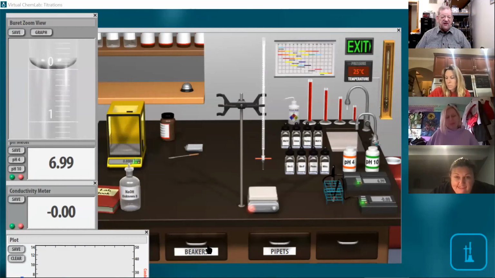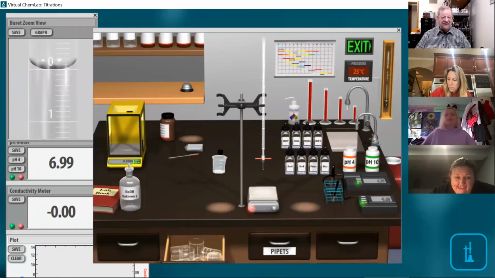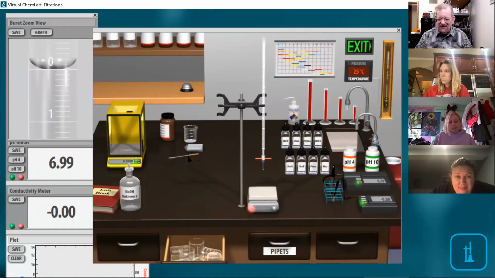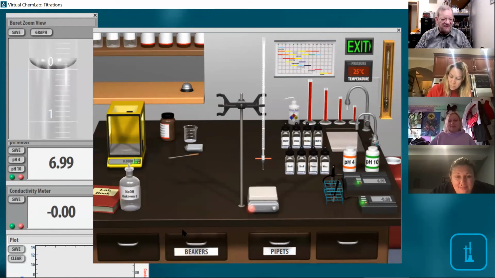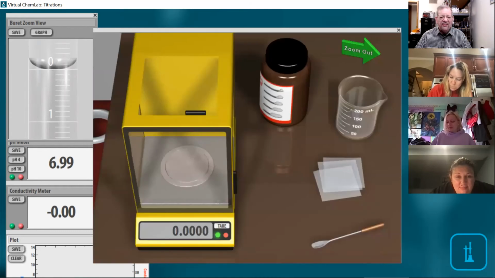First thing you have to do is get a beaker and put it over here. Ooh, we've got sound today. Can you hear that sound too? Now close the drawer so you don't bang into it and click on the balance. Take the lid off here, put the weighing paper in here, move this, click on tare, zero it.